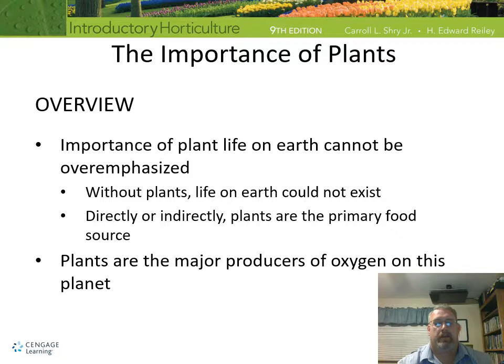Like I said, the importance of plant life can't be overemphasized. There would be no life without plants. All plants are the primary food source, directly or indirectly, for every animal that is in existence. Also, plants are major producers of oxygen, and they also sequester carbon, which keeps the climate cool and allows the planet to not overheat.